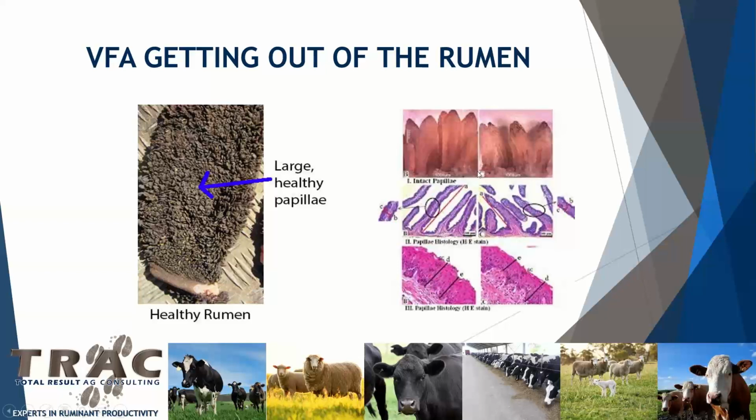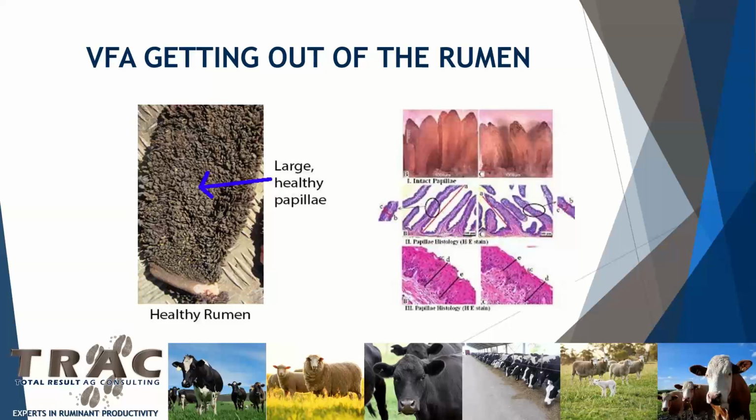What you can see from the other part of the slide is pretty healthy papillae. And then what starts to happen is when that acid stays for quite a while, that acid will actually start to attack the papillae, start to break them down. We'll get sloughing and we'll actually start to do damage.